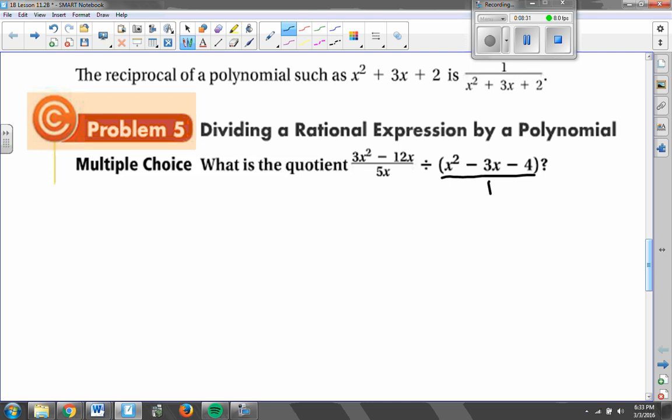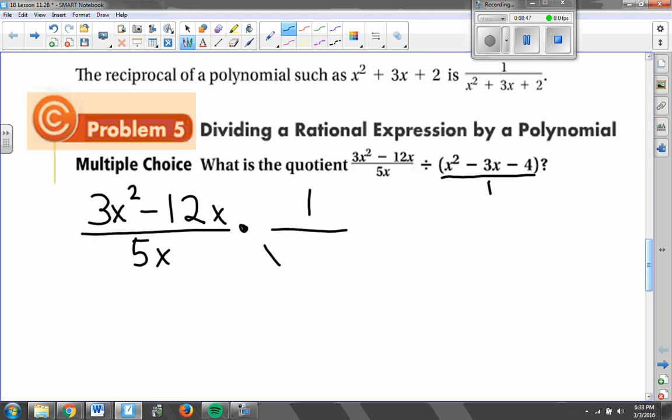Okay, now I can flip and do the reciprocal and multiply. So I'll change my expression from a divide to a multiply. So 3x squared minus 12x over 5x times 1 over x squared minus 3x minus 4. So I flipped that fraction so that the 1 is now on top and the x squared minus 3x minus 4 is on the bottom. Okay? And now I can factor and then multiply and then cancel things out.